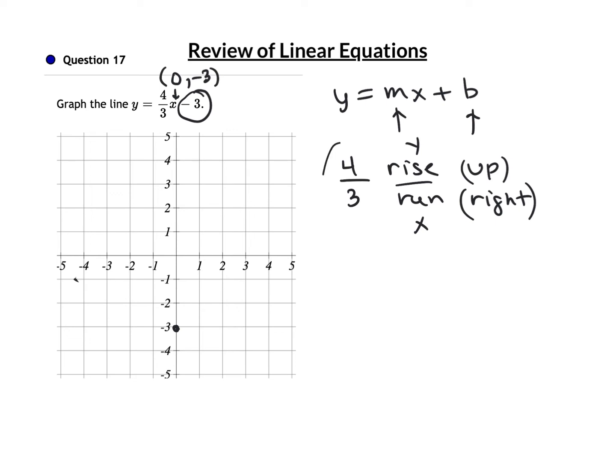From here, I'll use my slope of 4/3, and I'll rise. I'll go up 4, 1, 2, 3, 4, and run 3, 1, 2, 3. Use your ruler, and there's the line.